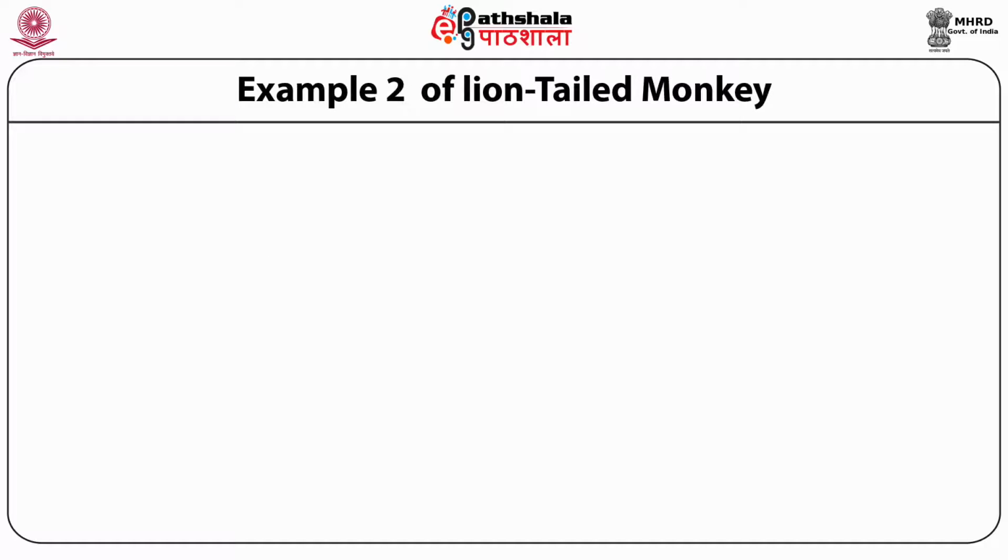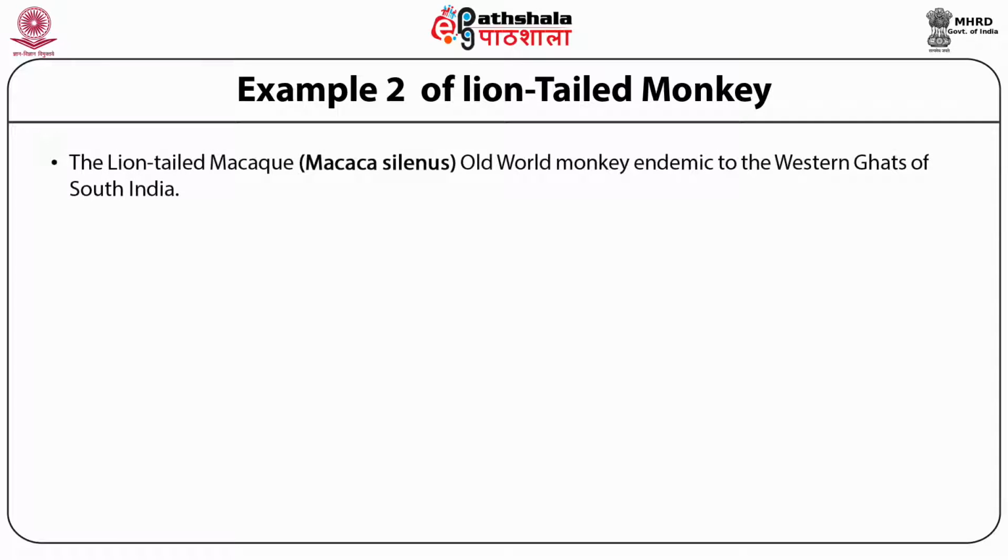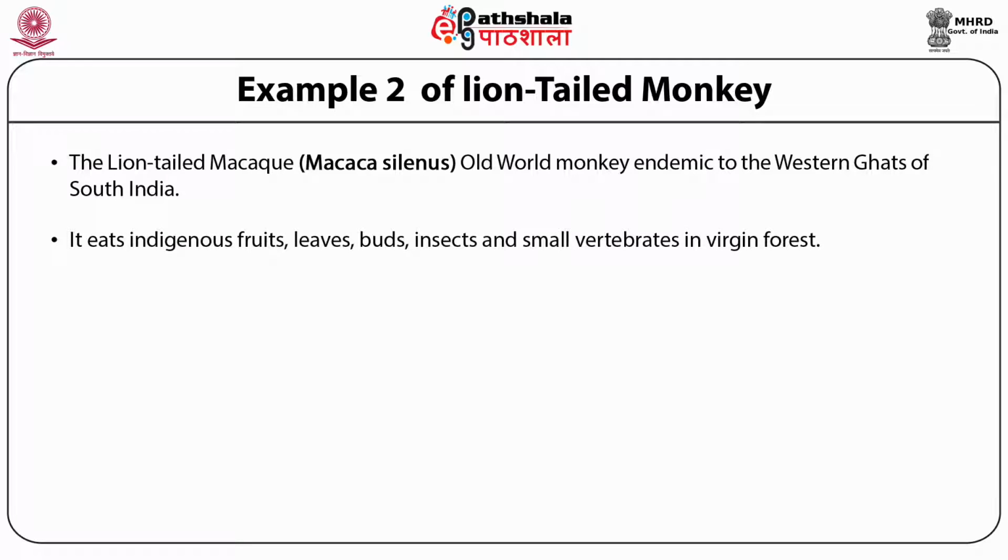We can also justify the exponential population growth rate in conservation of wildlife with the lion-tailed monkey. The lion-tailed macaque, an Old World monkey, is endemic to the Western Ghats of South India. It eats indigenous fruits, leaves, birds, insects, and vertebrates in the virgin forest. They are disappearing due to the loss of their habitat.